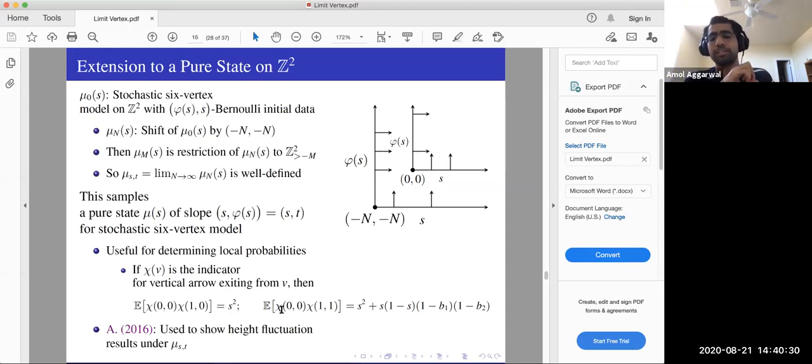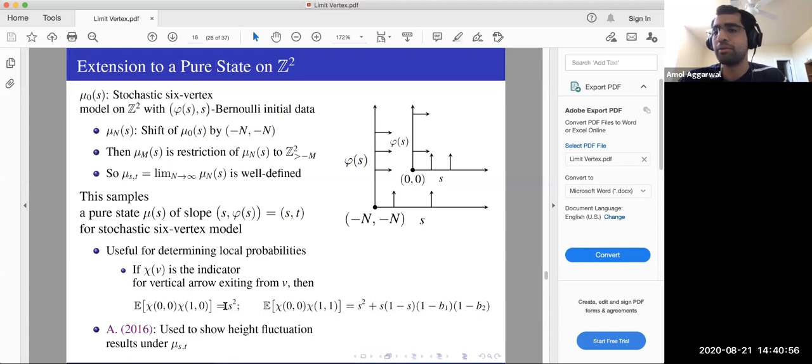Okay. Now this is what happens if I take two sites which are horizontally adjacent. Now let's suppose I take two sites which are diagonally adjacent. So here, it's a computation. You can compute it using this sampling procedure. It's s squared plus a correction term. That correction term is given by s times 1 minus s times 1 minus b1 times 1 minus b2.